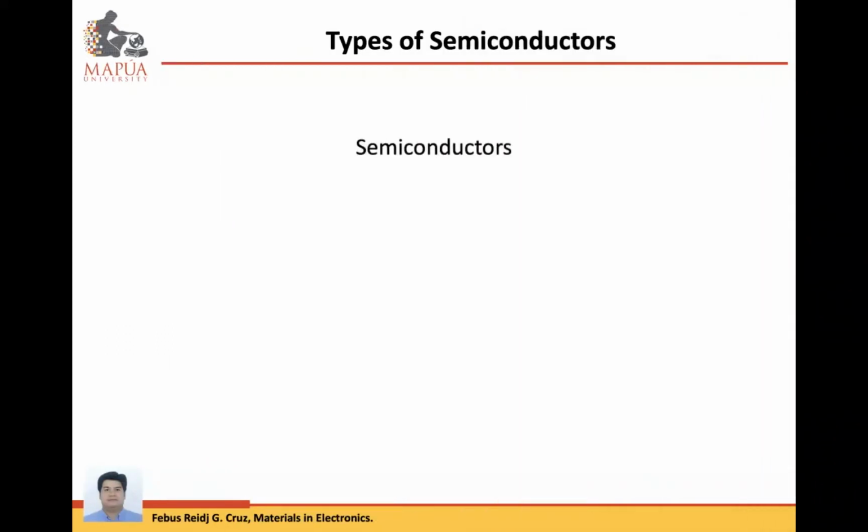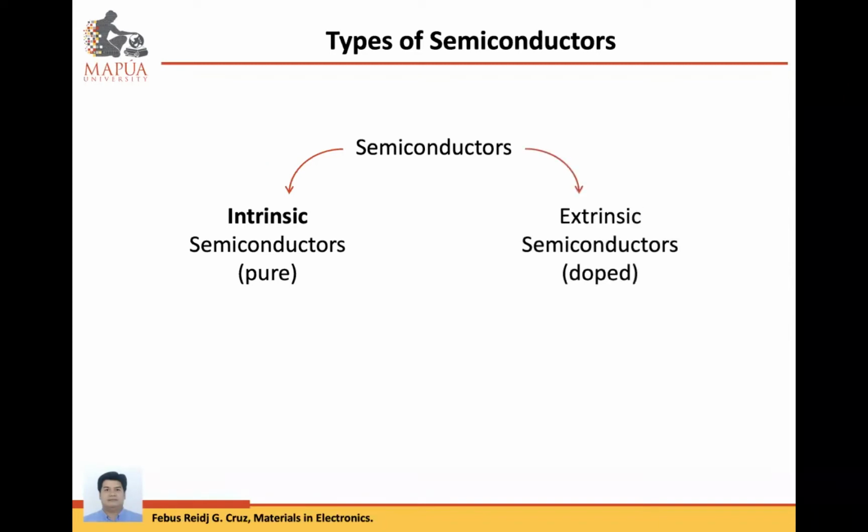So we have different types of semiconductors. 2 major categories. We have the intrinsic semiconductors. These are the pure materials. So for example, purely silicon materials. And we have the extrinsic semiconductor materials. So these are intrinsic semiconductors that undergo the doping process that has been added with other elements.